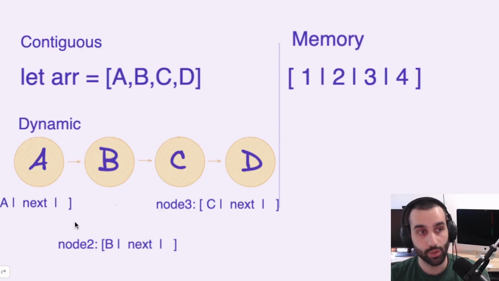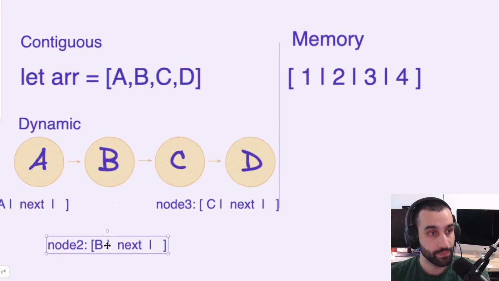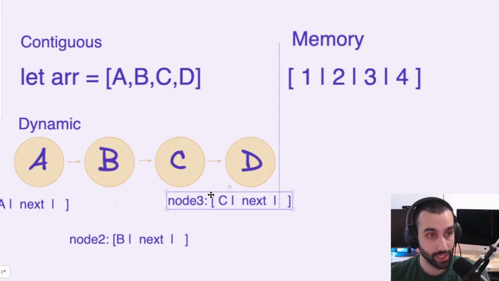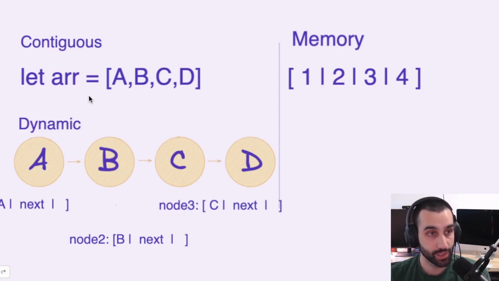We can't just jump all the way to C, for example, right away if we want to grab that value. We have to traverse. We have to go from node 1, point to node 2, then from node 2, look inside node 3. So we have to traverse that in order to grab that information. Versus an array, if I want to grab C, for example, I could just do array at 0, 1, 2.